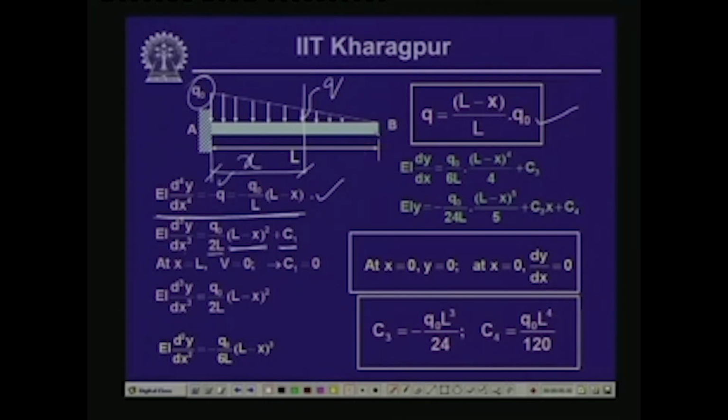Now, at x equals to L, the shear force is equals to 0. So, d3y by dx3 equals to 0.